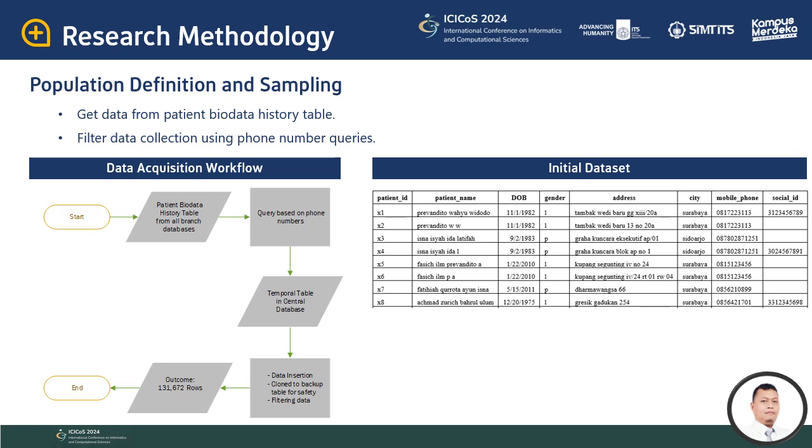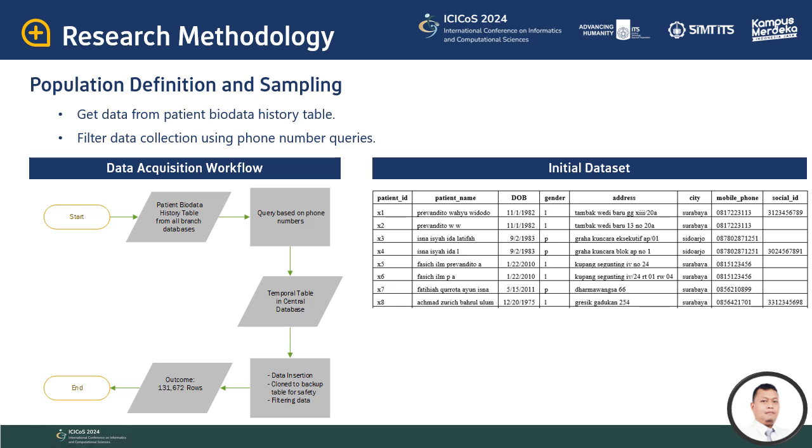Let's move into the population definition and sampling stage of our research. We collect data from the patient biodata history table with the following workflow, as shown in the picture. We begin by gathering data from the patient biodata history tables from our branch database, and then we use phone number queries to collect the relevant data. The collected data was inserted into a temporal table in the central database.